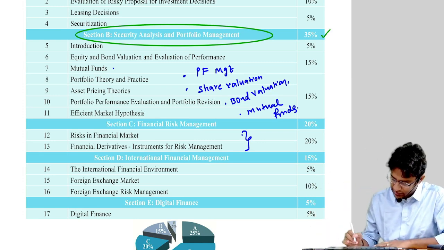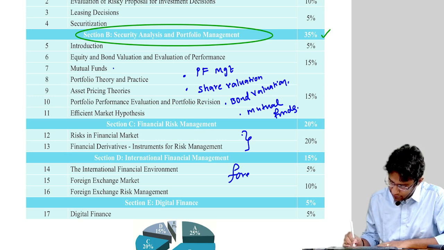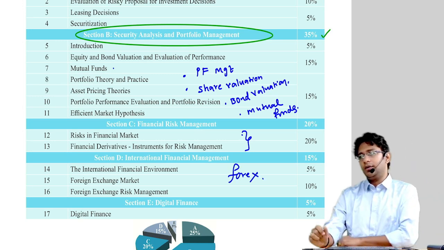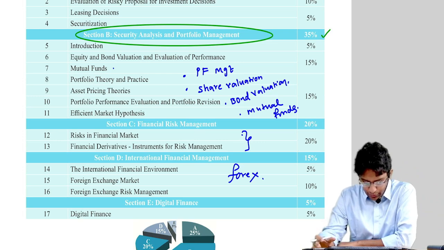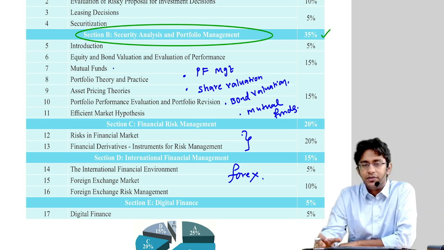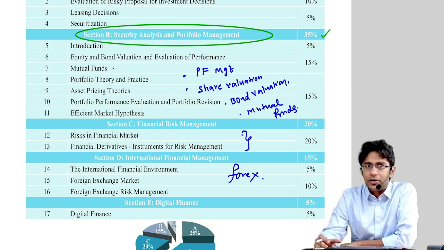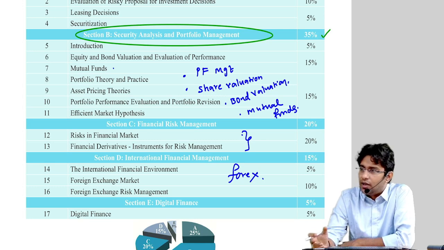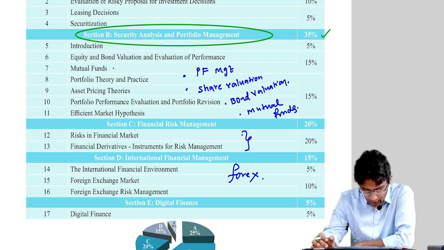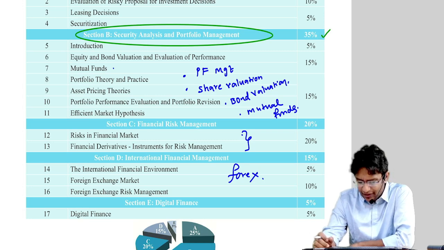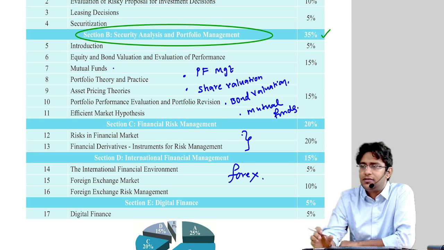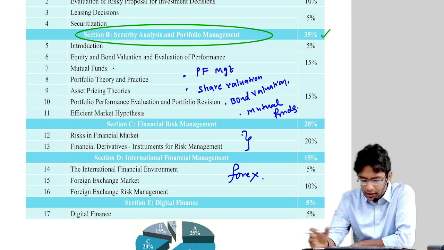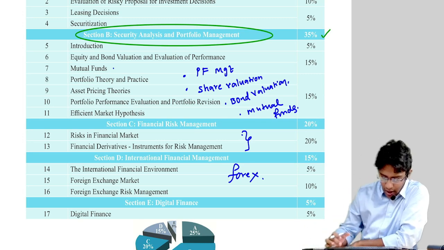And finally comes Forex. Again, from a weightage point of view, it's around 15%. But if you look at the number of questions, what we have is only around 80 or something like that. A very, very vast chapter, very, very interesting chapter also. So that is about Forex. And finally, section 5 is digital finance. This is a small theoretical chapter. That's not something which will trouble you basically.